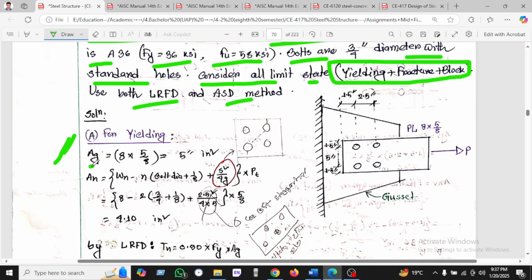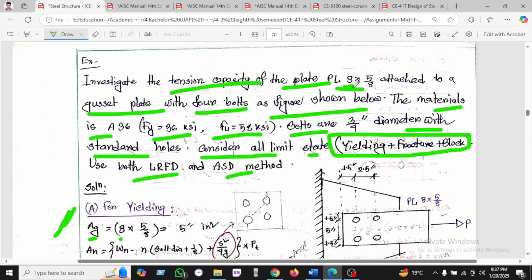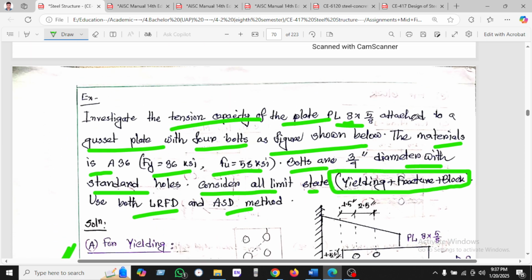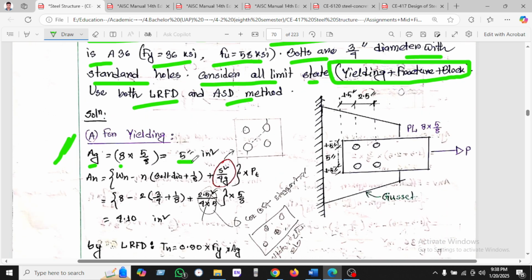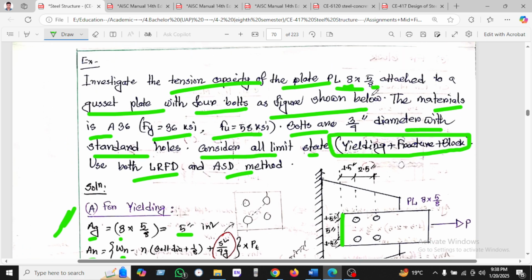So I'm using Ag. The given depth is 8 and the thickness is given as 5/8, and I found Ag equal to 5 inch squared. And An equals Wn, which is given as 5 inch, with 1.5 and 1.5, so it will be 8 inch. This is the total 8 minus 2, since we are considering the two holes, and the bolt diameter 3/4 is given in the question.